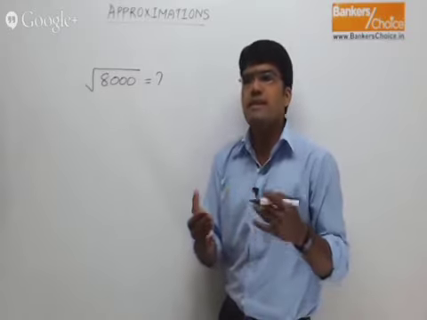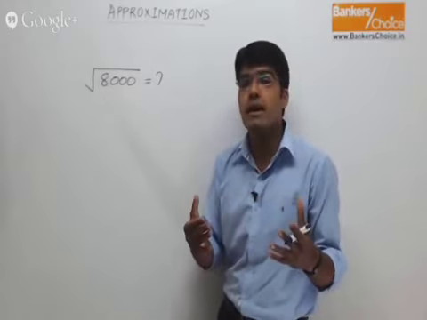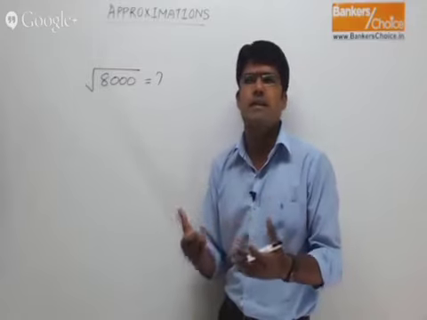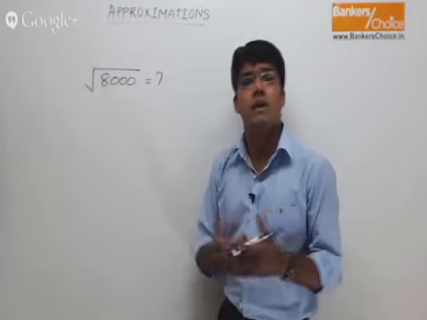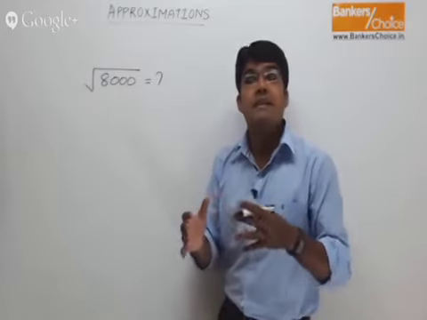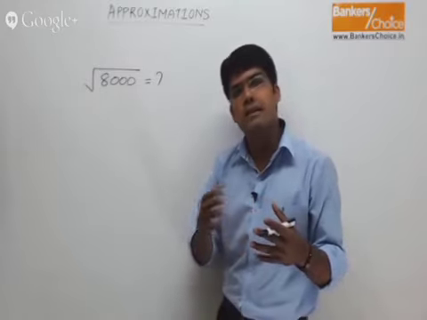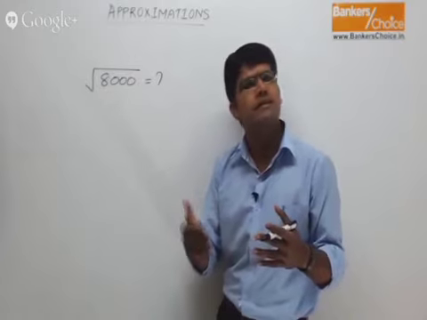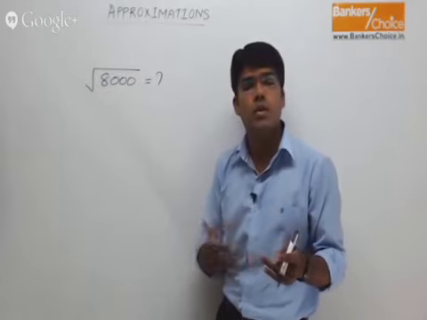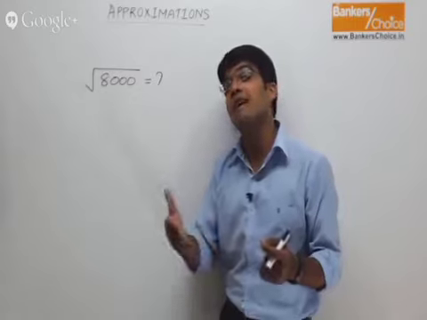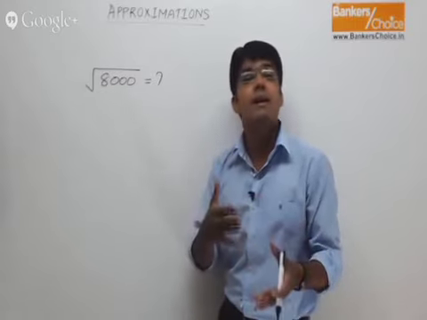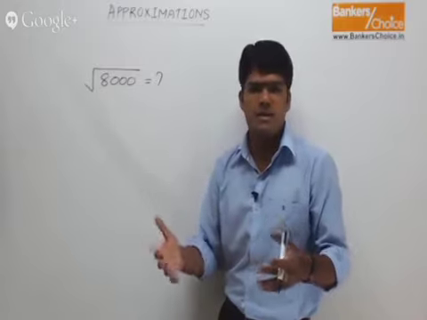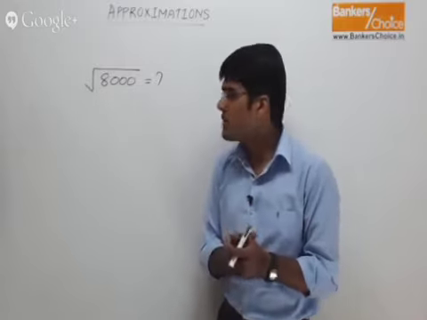For example, what is 10 squared? 100. 20 squared? 400. What about 40 squared? 1600. 4 squared is 16, so 40 squared will be 1600. How about 60 squared? 6 squared is 36, so 60 squared will be 3600. What about 70 squared? 4,900. 80 squared, 6,400. 90 squared, 8,100. So these squares are already known to us.